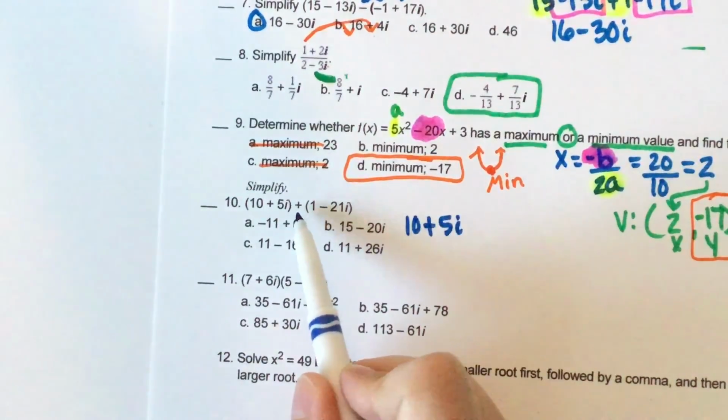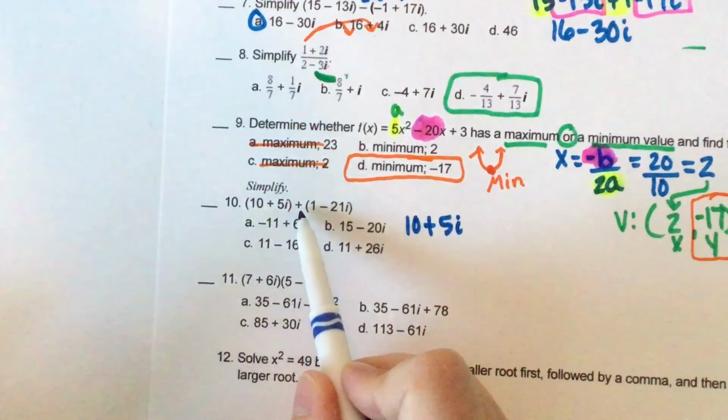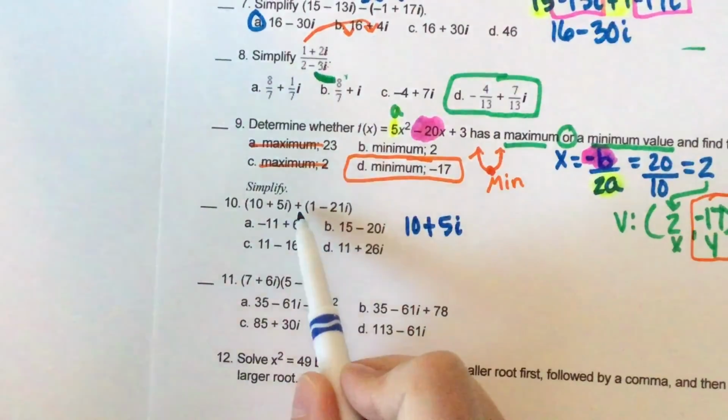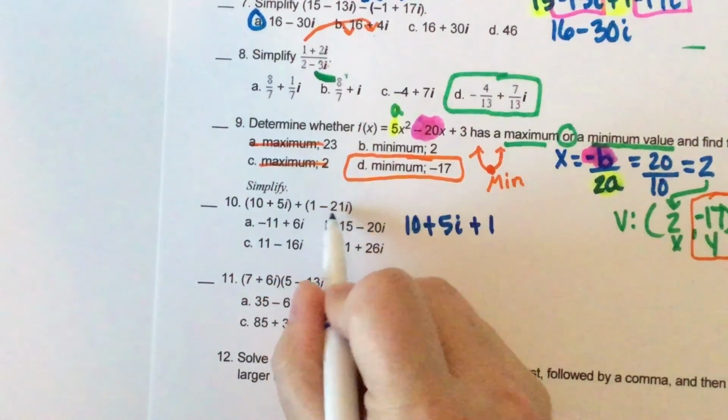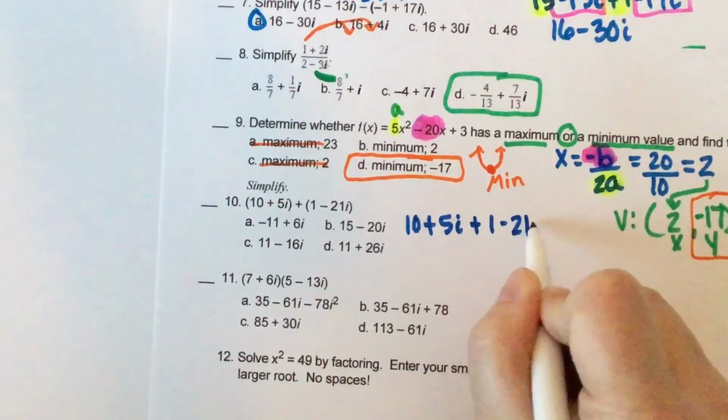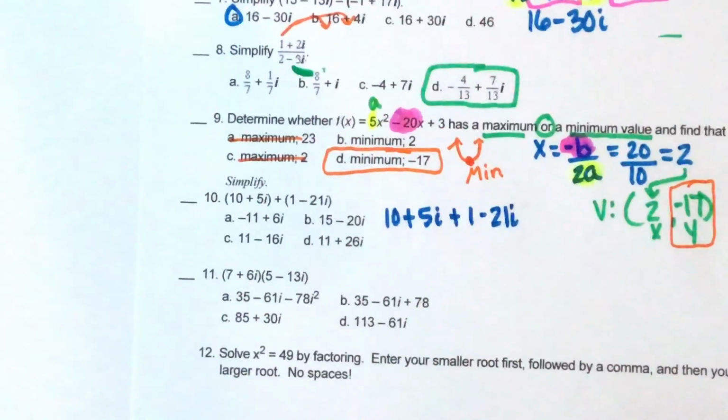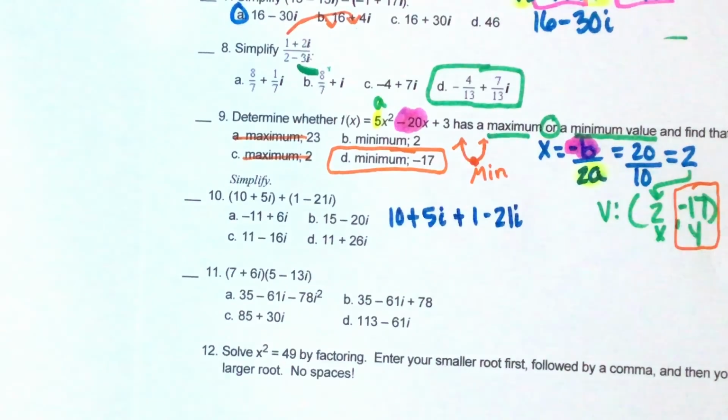If this was anything besides a positive 1, I'd have to do it. But positive 1 times anything changes nothing. So I'm just going to drop all this. So plus 1 minus 21i. Okay, so those parentheses were just there to trick you. But don't let them trick you.